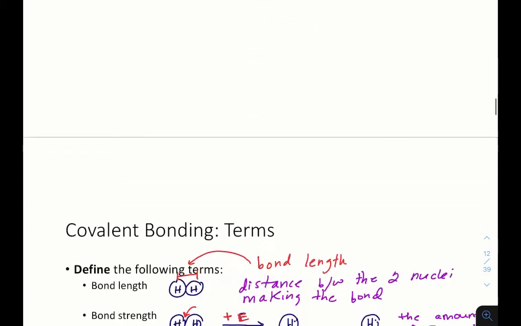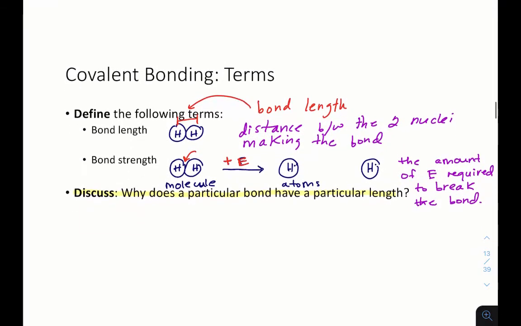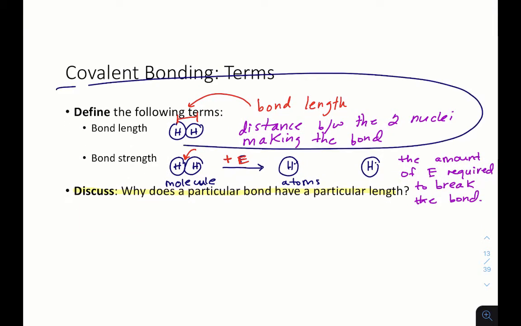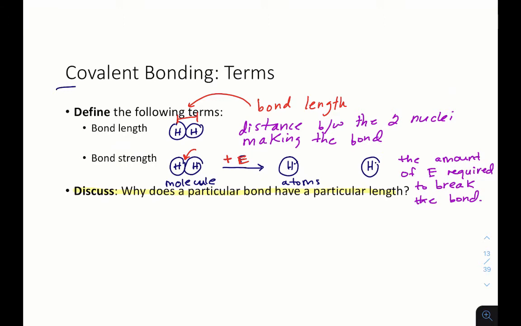Let's compare answers. Bond length is the distance between the two nuclei making the bond. Bond strength is the energy required to break the bond, to take those two atoms making a molecule and return them to just atoms. Take those electrons from being in between the two nuclei to just being around one nucleus. And because of that, it requires energy. You have to break up the attraction between the bonding electrons and the nuclei between which they are located.